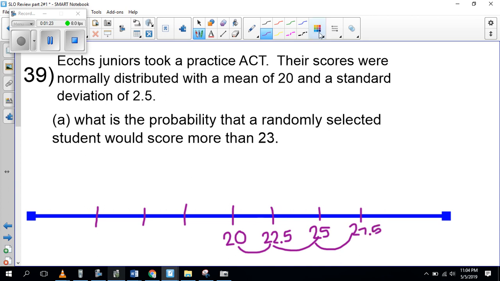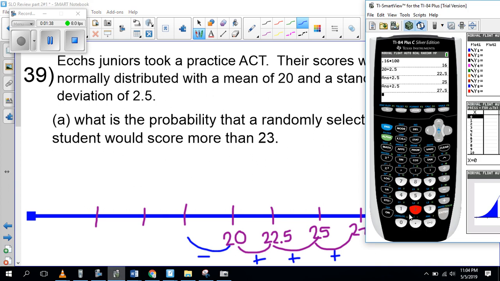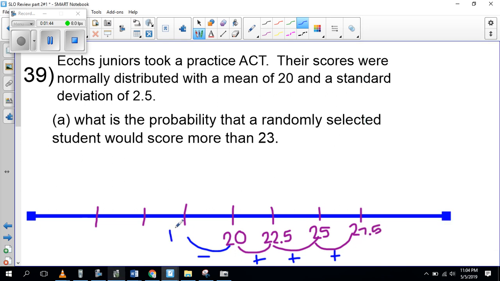Now we got to go to the left. So we know we're going to get smaller, so we're going to subtract. These here we added each time. So we subtract. So we take 20 and this time we're going to subtract 2.5. So 20 minus 2.5 and we get 17.5.